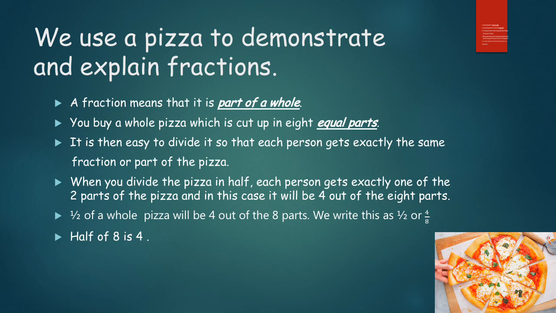parts of the pizza. When you divide the pizza in half, each person gets exactly one of the 2 parts of the pizza, and in this case it will be 4 out of the 8 parts. Half of a whole pizza will be 4 out of the 8 parts. We write this as half or 4 over 8 because half of 8 is 4.